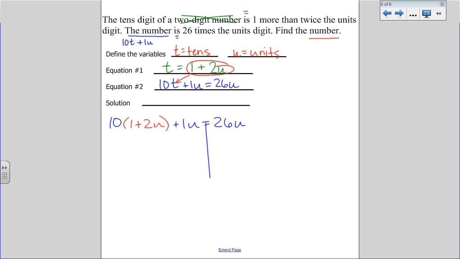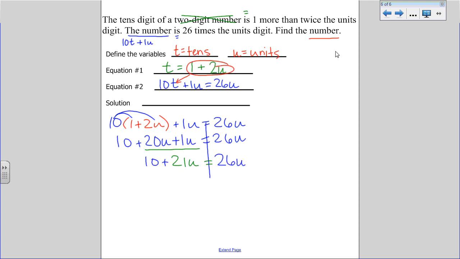Shane, what would I do first if I'm trying to solve for this u? Multiply 10 by 1 and 10 by 2 by u. Yep. So we get 10 plus 20u plus 1u equals 26u. I've got these 3 variables. I can combine 2 of them together, right? Because they're both on the same side of the equation. So I'm going to do that. So I've got 10 plus 21u is equal to, this side is still just 26u.